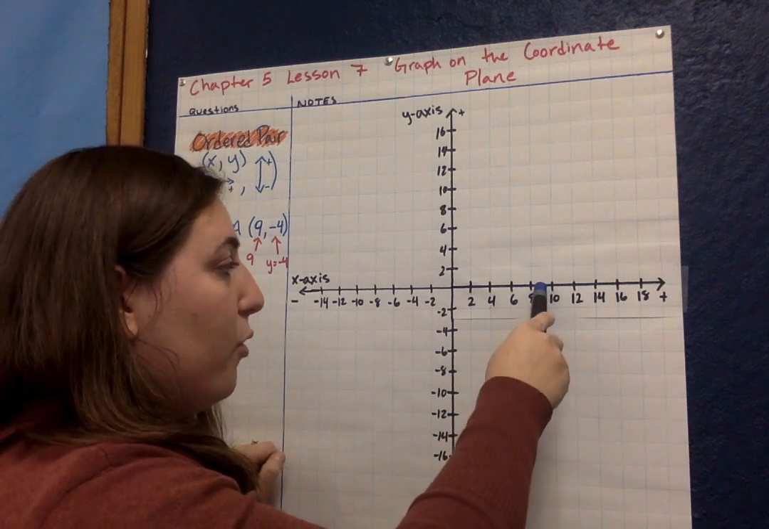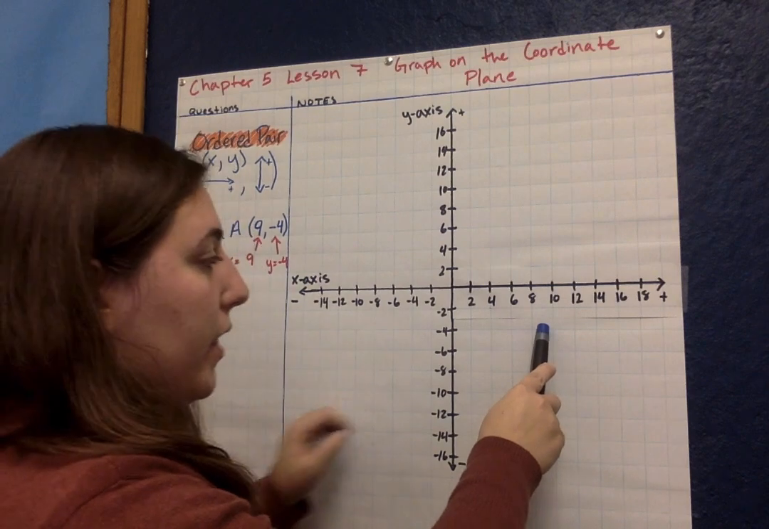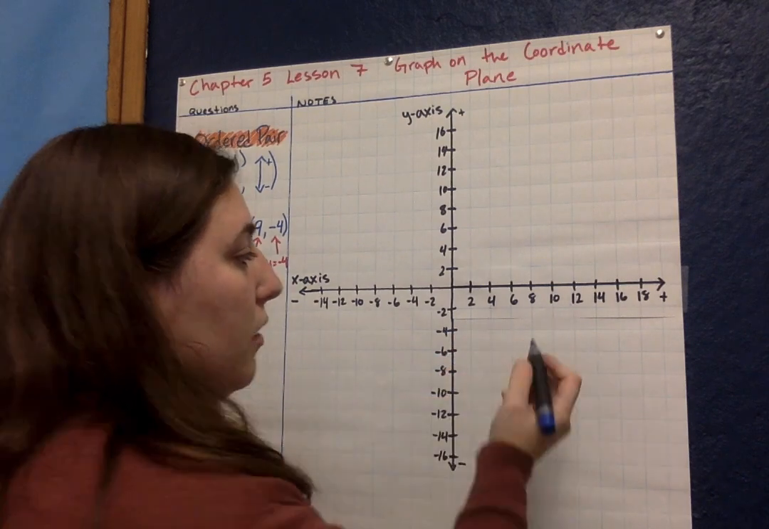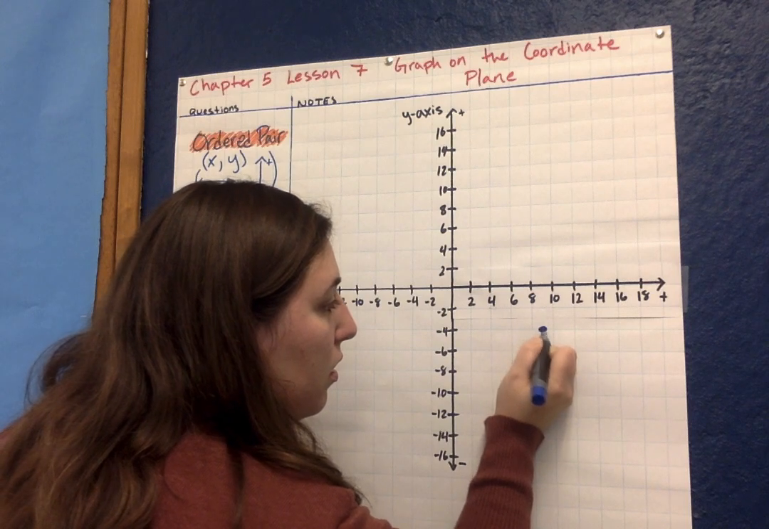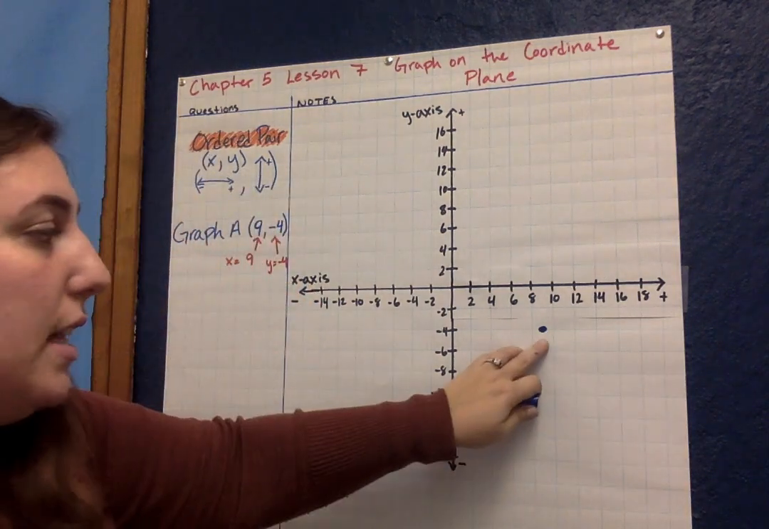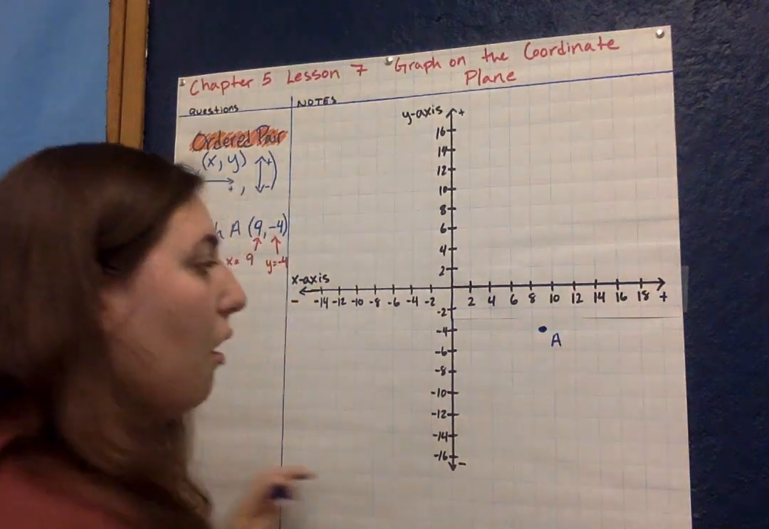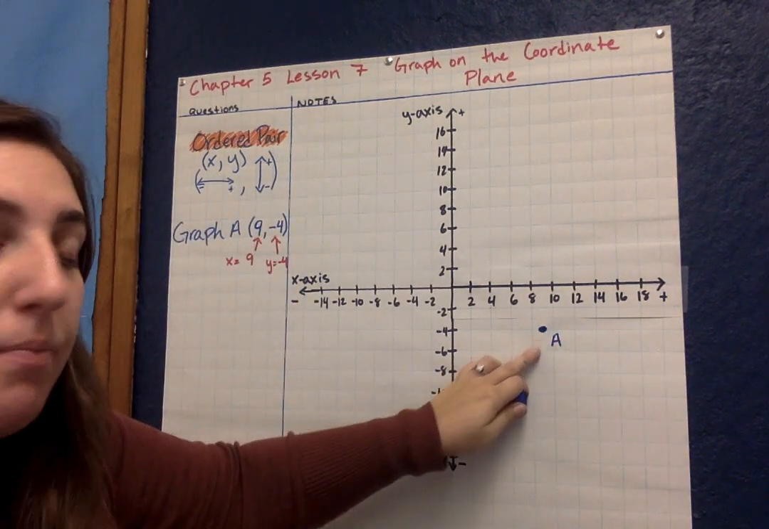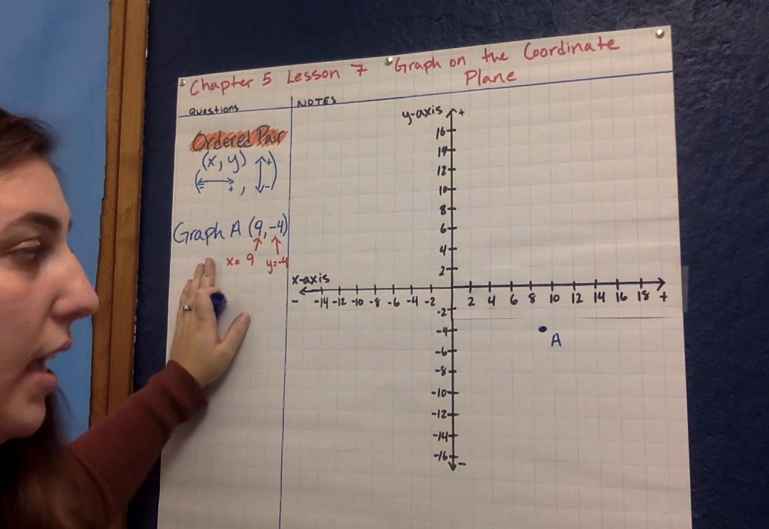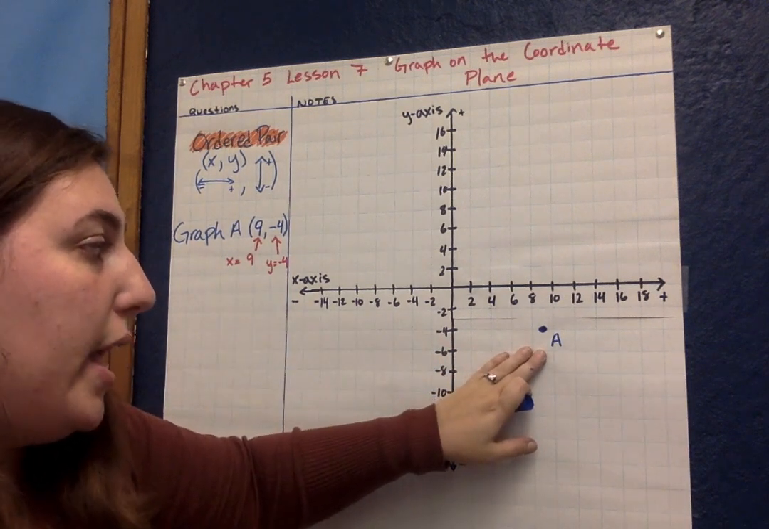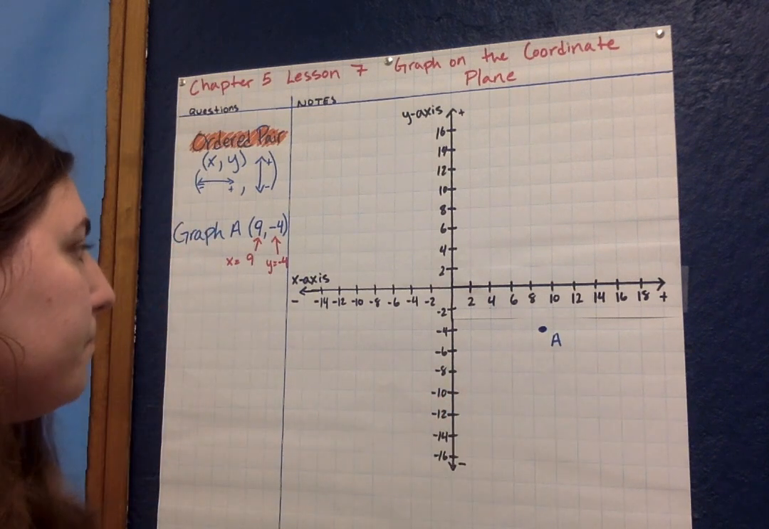Then I have to count down 4 units. So -2, -4. That's down 4 units. So point A is going to be right here, and I'm going to label it. We always have to label our points, okay? So this was telling me to graph point A, and I did, and I labeled it point A. That way we don't get confused later on when we're trying to graph another point.